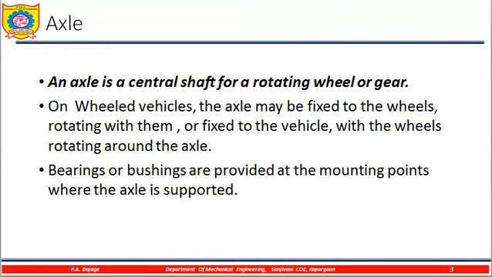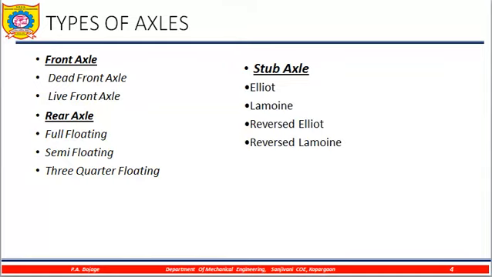Now what are the types of axles? So types of axles are the front axle, the rear axle, the stub axle. Now again, front axle is divided into two parts: dead front axle, live front axle. Again, rear axle is divided into three parts: full floating axle, semi floating axle, 3/4 floating axle. Whereas stub axle is classified into Elliott, Lemoine, reverse Elliott and reverse Lemoine.